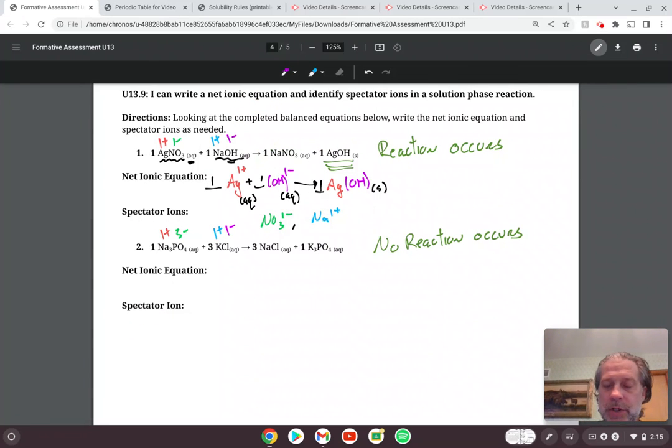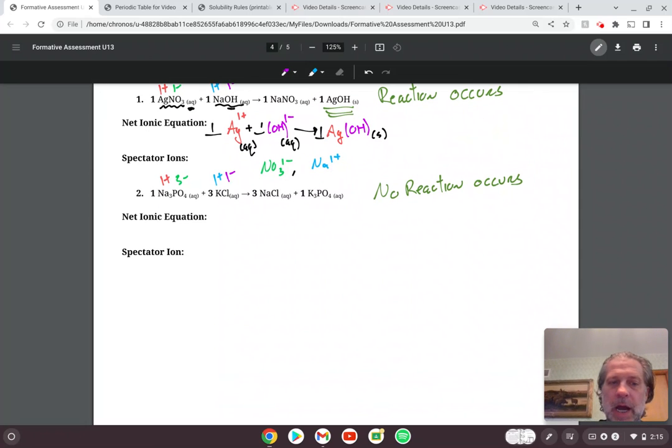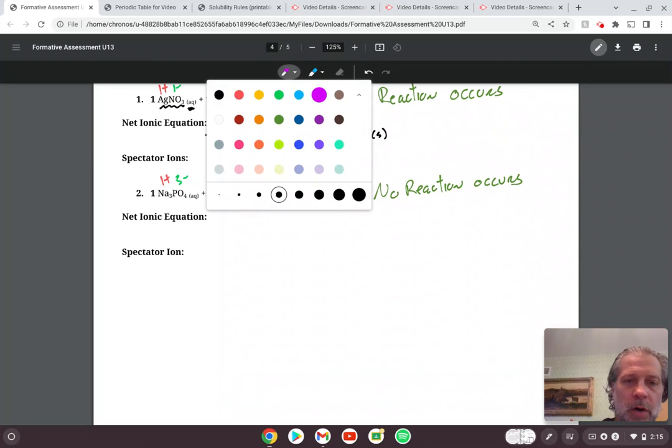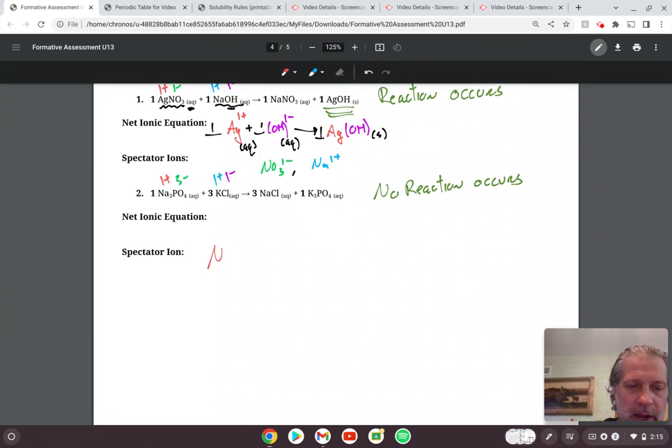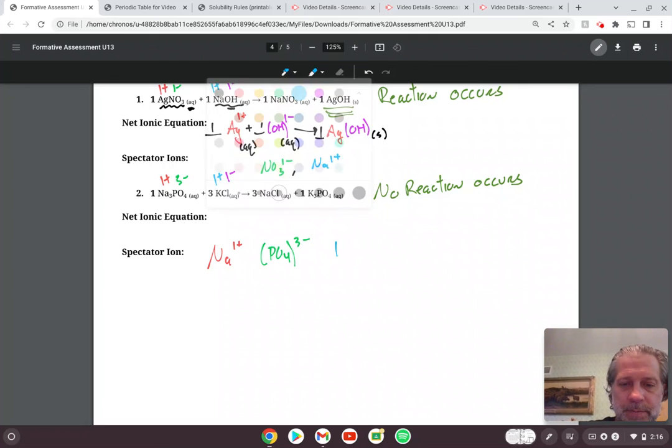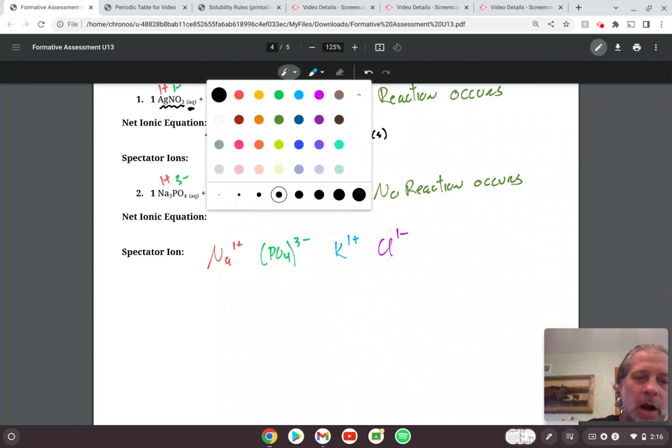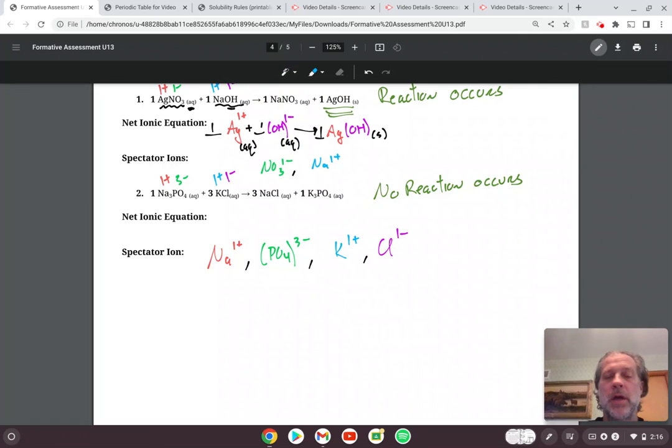So now all we're going to do is simply list the ions that are spectating or not reacting. So I'm going to have Na +1. I'm going to have PO4 -3. I'm going to have potassium +1. And then I have chlorine -1. So those are our ions that are spectating or not reacting in problem number 2.